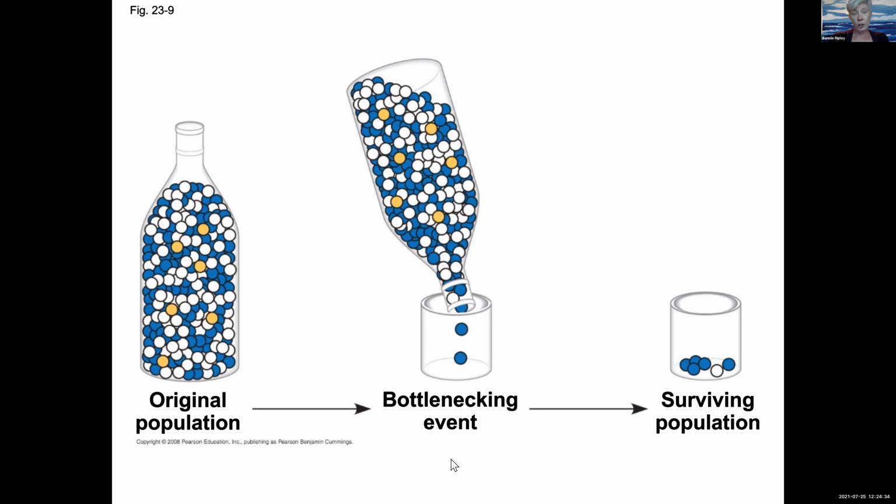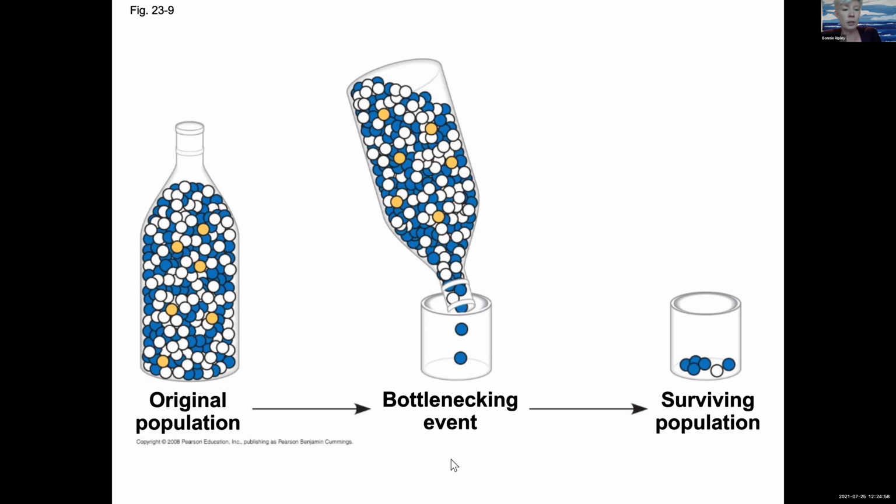A lot of our endangered species have had this happen because they were hunted nearly to extinction, and so their populations decreased very rapidly. Another way that a population can have genetic drift happen to it is if it doesn't get reduced from a large population to a small population by mortality.